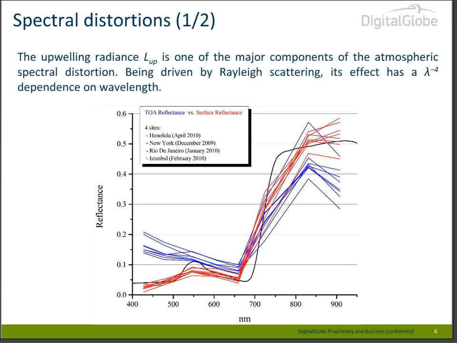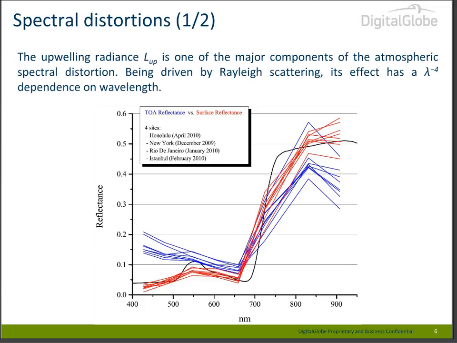So these values have been calculated over 4 different cities, Honolulu, New York, Rio de Janeiro, and Istanbul, which represent different climates, different species, and the imagery will be of quite a different season.